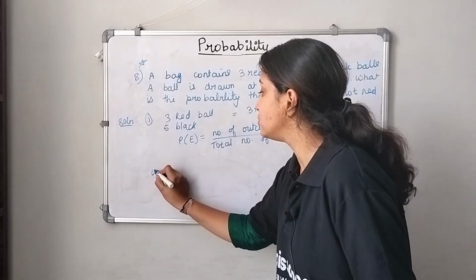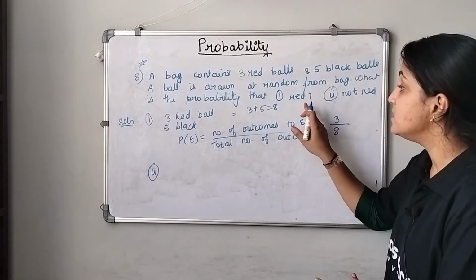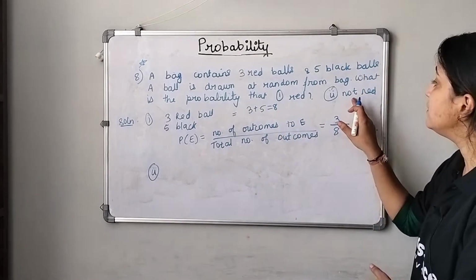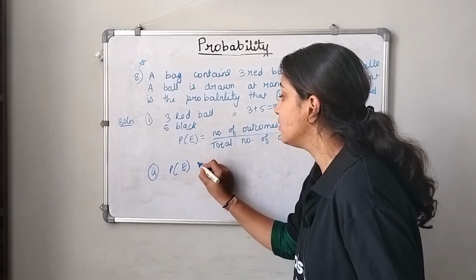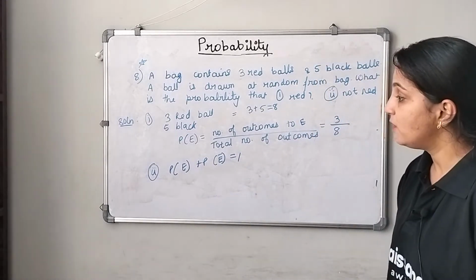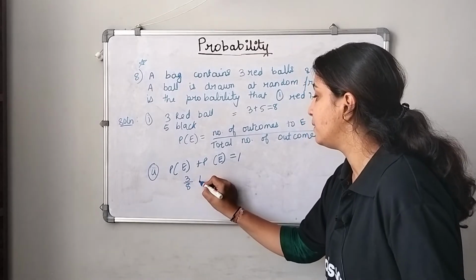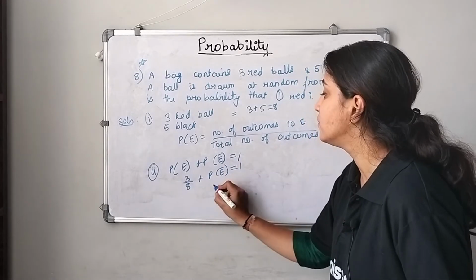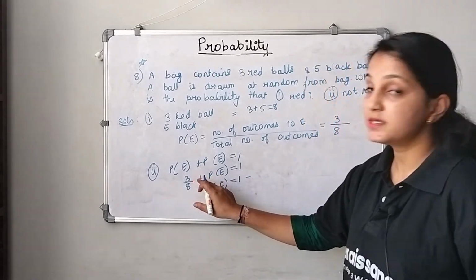Now the second question, not E, not red. Suppose this is P of E, red. Then what will be not red? P of not E. And we know the equation, that is P of E plus P of E bar is 1, right? P of E is 3 upon 8, plus P of E bar is what? We don't know, so we'll find it. So P of E bar will be equal to 1 minus 3 by 8.